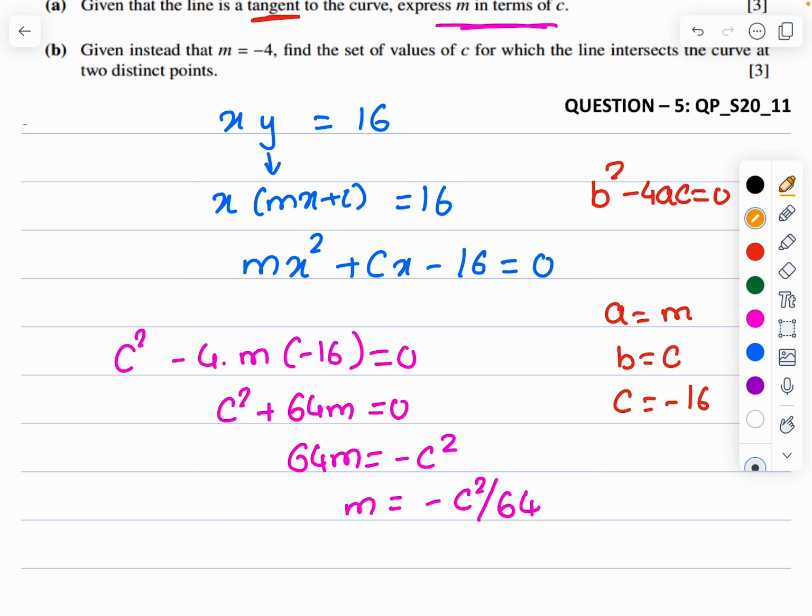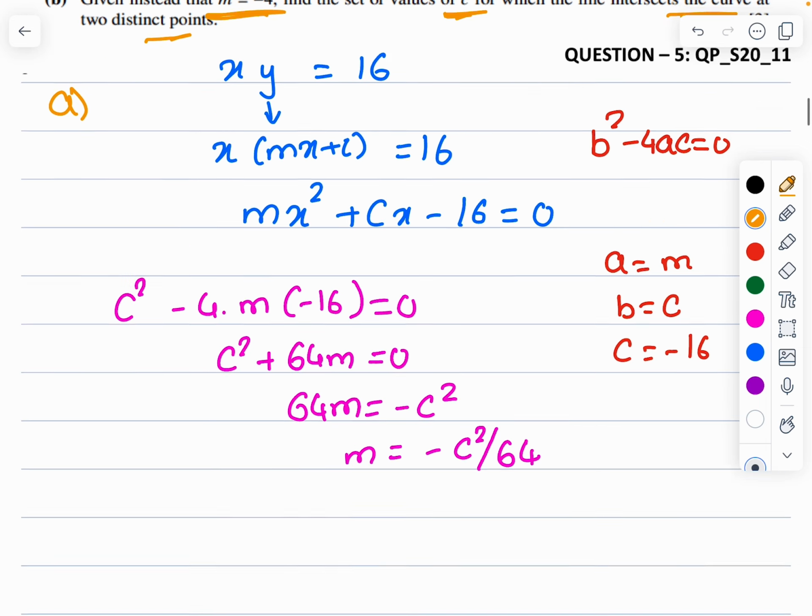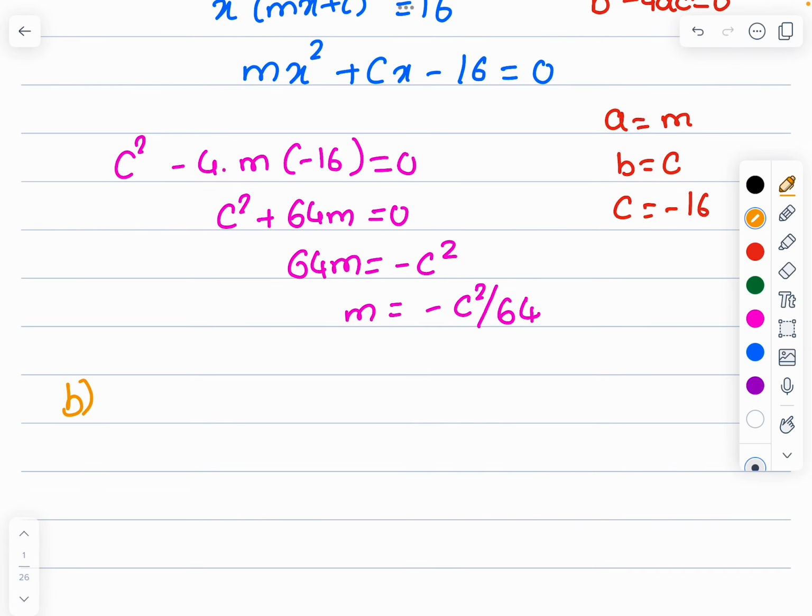Now in part B, this was part A. Coming to part B, given instead m equals how much? m = -4. Find the set of values of c for which the line and the curve intersect at 2 points. So now the equation was y = mx + c, but m is -4. So y = -4x + c.